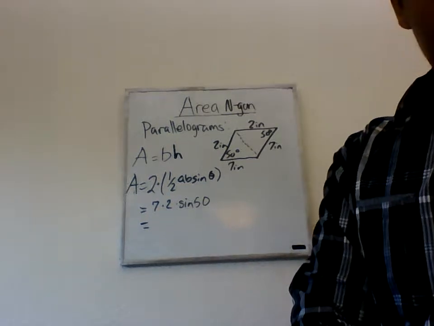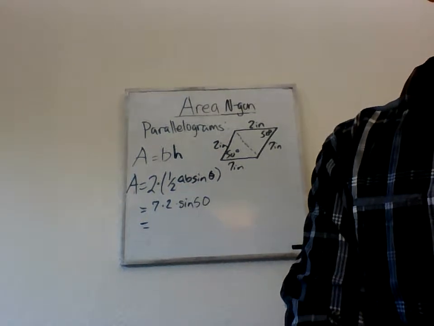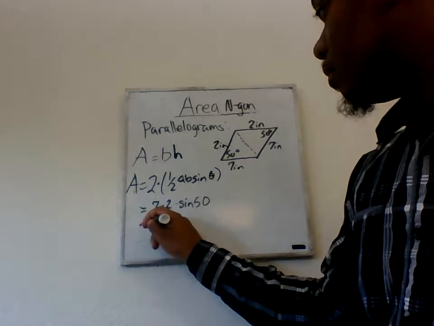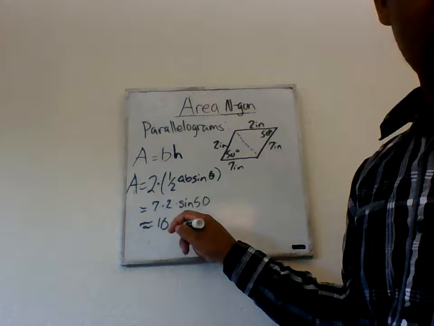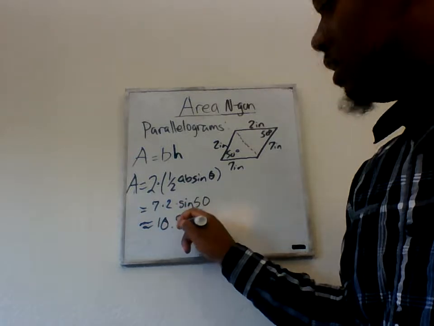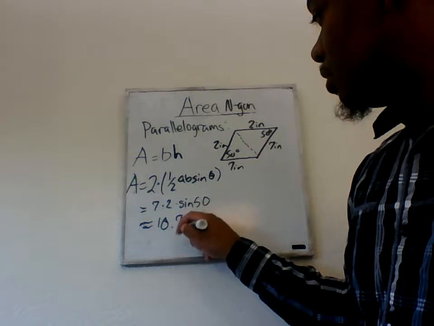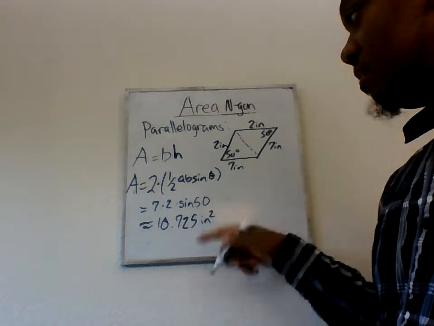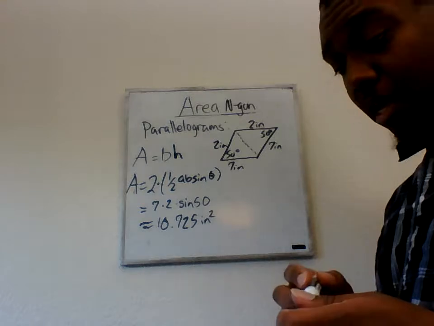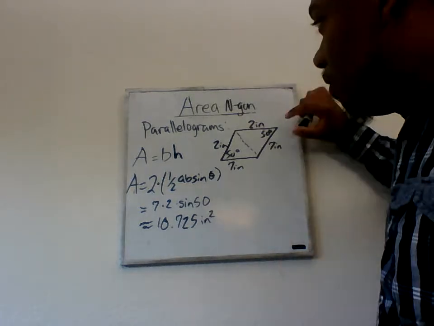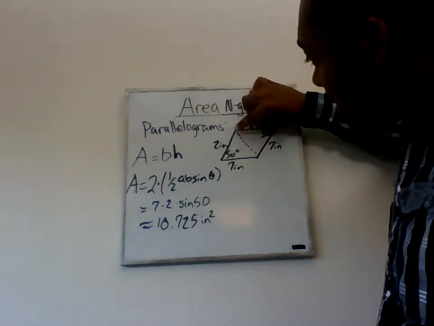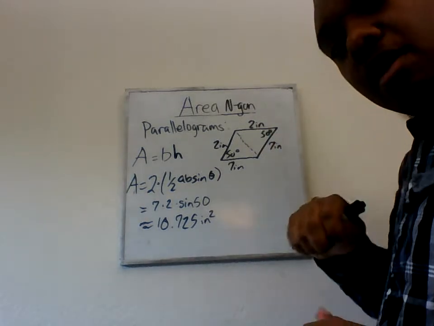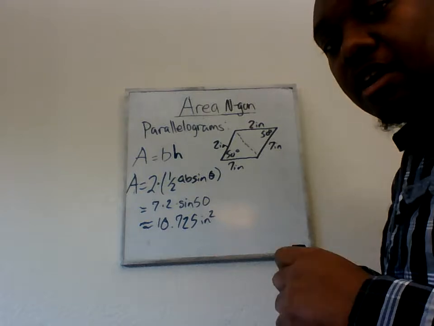So we end up with 14 times the sine of 50, which is approximately 10.725 inches squared, because they're inches times inches. Okay? So, knowing that this is a parallelogram, we were able to split this across a diagonal, forming two congruent triangles that we know how to find the area of.